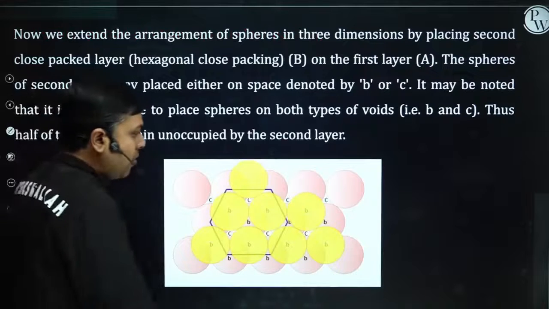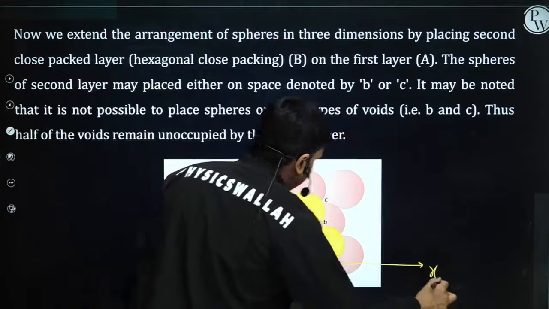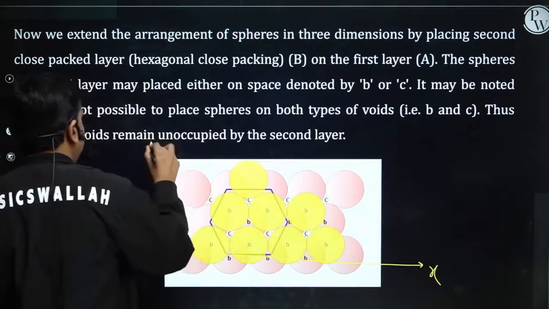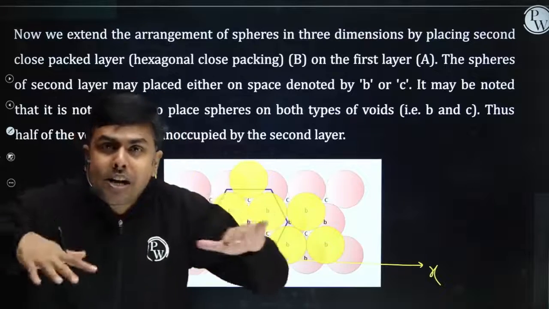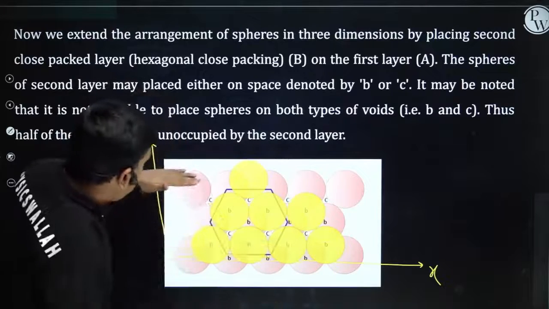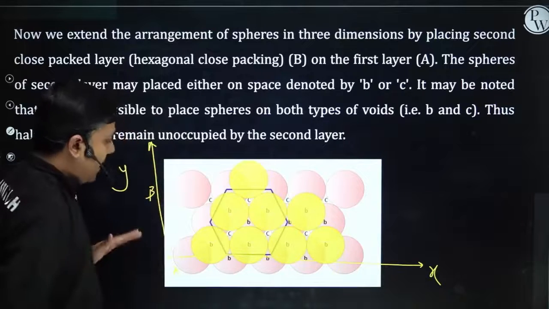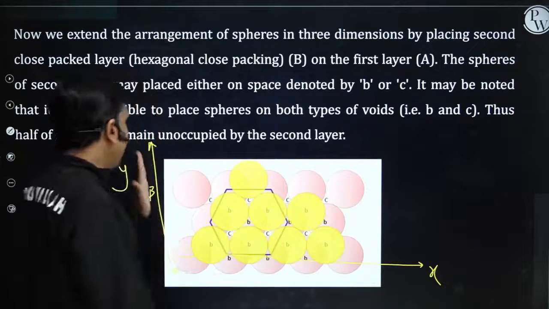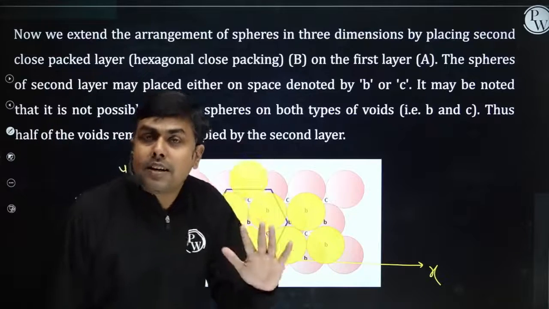Students, now if you see, the first layer arrangement is done like this along x-axis. In the second layer, the spheres are exactly placed on the depressions of the first layer, and this is how we place the second layer. A layer, B layer along y-axis. A layer is done along x, B layer along y. Now we have AB. Now we have to place the third layer along z-axis.